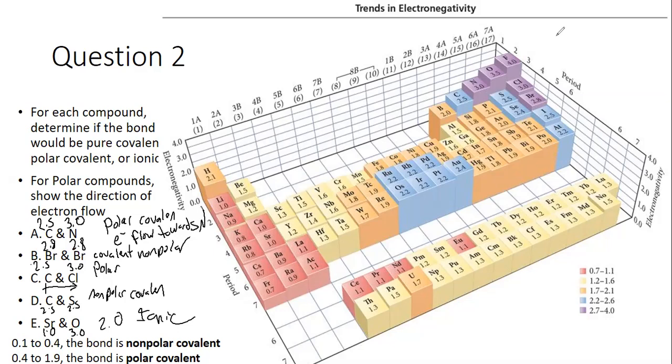So all 0s are polar covalent? Sorry, all 0s are nonpolar covalent. Yeah, all zeros are nonpolar covalent. So pure covalent means nonpolar. It's the same thing.